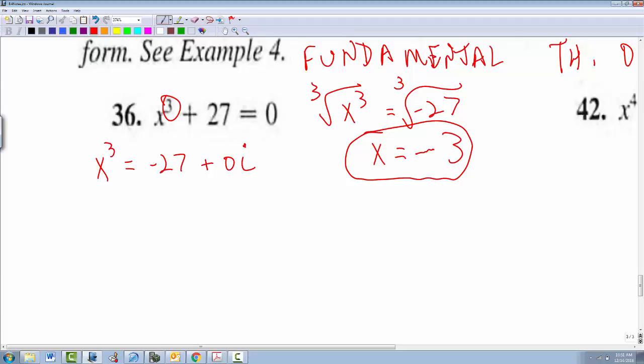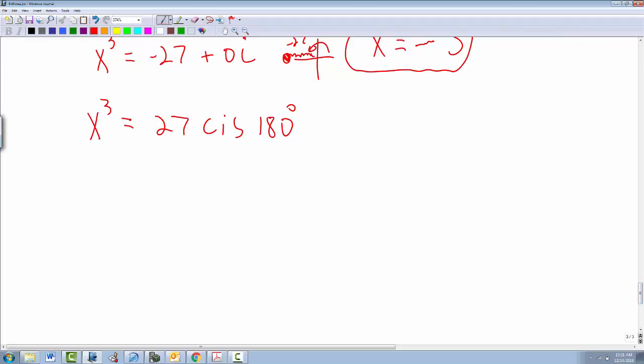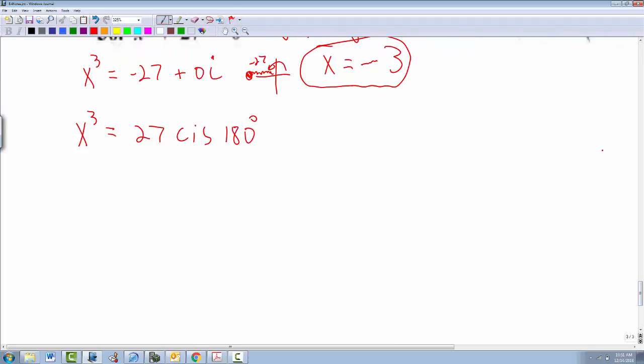Because you've got to know how to graph this in order to find out what the cis number is. Where does negative 27 plus 0i graph? Right, left, up, down. Which way do I go? Left 27, nowhere up and down. So what's r? What's theta? What's this angle measure? 180.